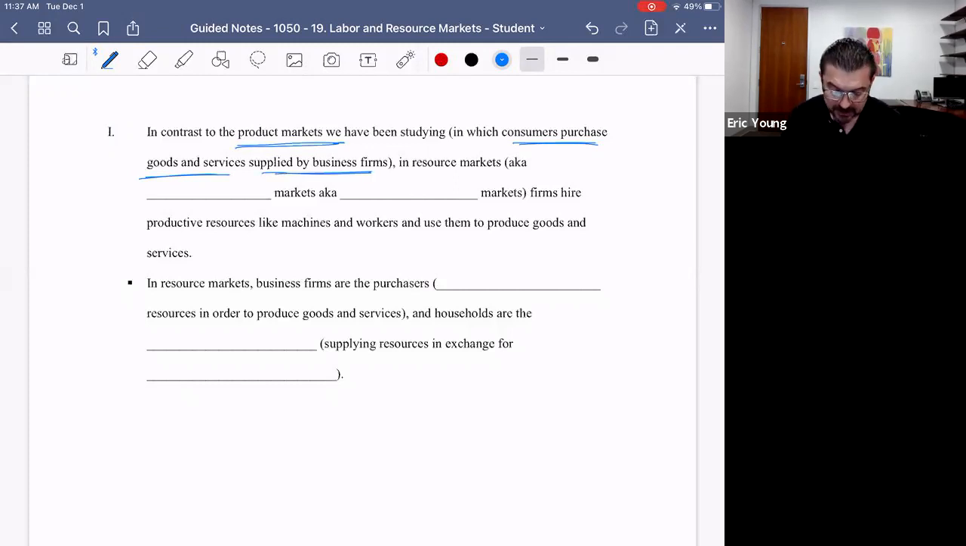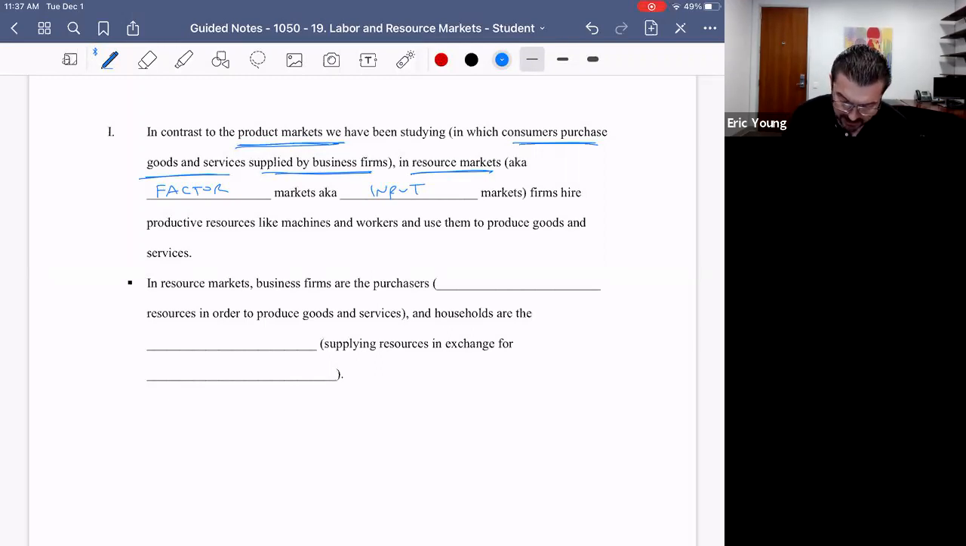So up until now, we've discussed product markets. Now, however, we're shifting over to factor markets. In contrast to product markets, in factor markets, these are resource markets. They're also known as factor markets, and also known as input markets because these are resources for production, also called, as you know, factors of production, also known as productive inputs. All these terms mean the same thing.